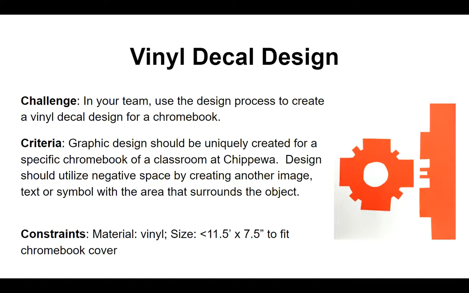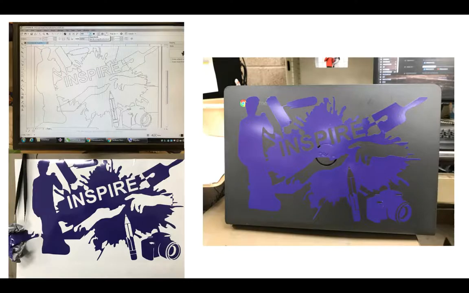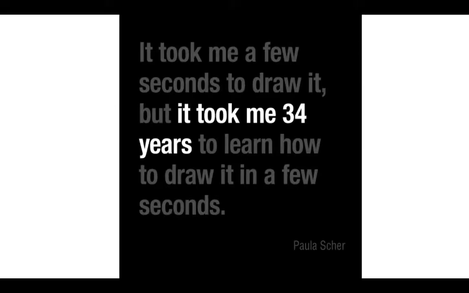So to review, it's going to be your job to design a graphic image on vinyl inspired from a specific content area that's going to be installed on a Chromebook at the Chippewa Middle School class carts. So we're using CorelDRAW, transitioning to vinyl, and then installing it on a Chromebook.